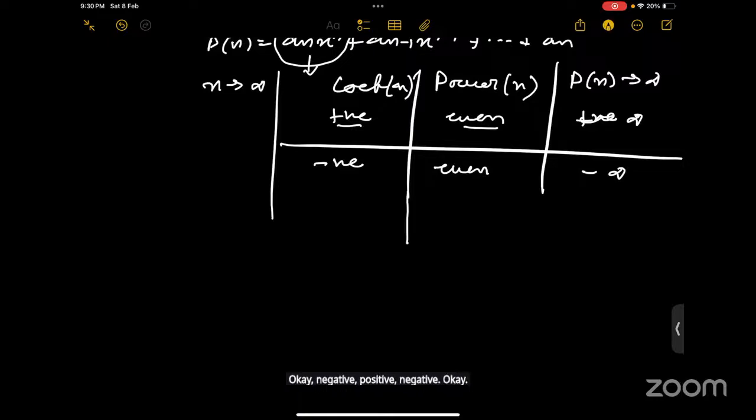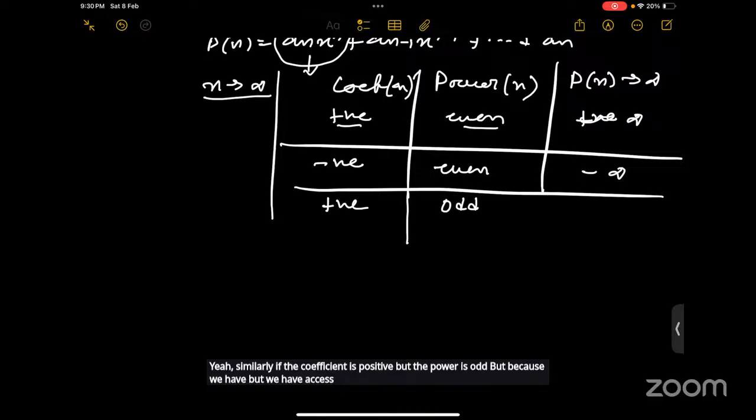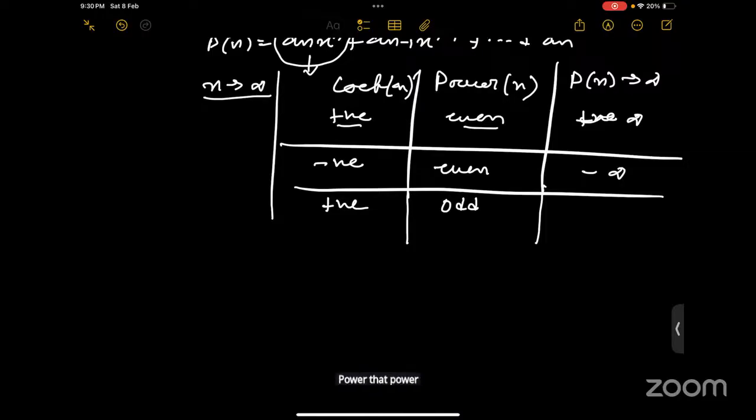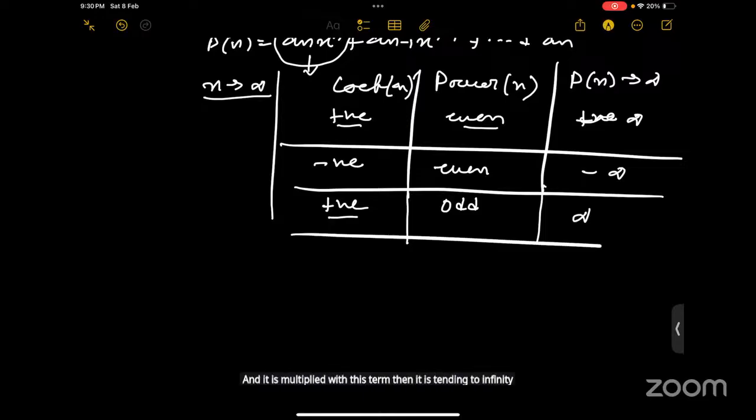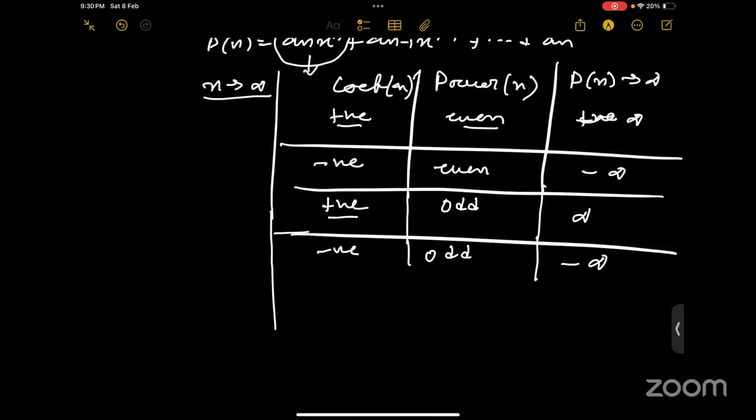Similarly, if the coefficient is positive but the power is odd, because x is tending to infinity, it doesn't matter whether the power is even or odd, x to that power will always be tending to infinity, and it is multiplied with this term, so it is tending to infinity. And if we have a negative coefficient with odd power, then we will again have negative infinity. This is for positive infinity.